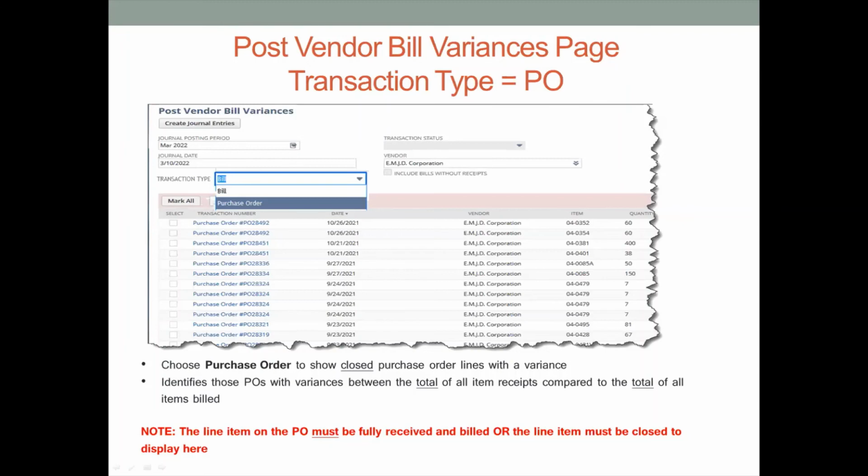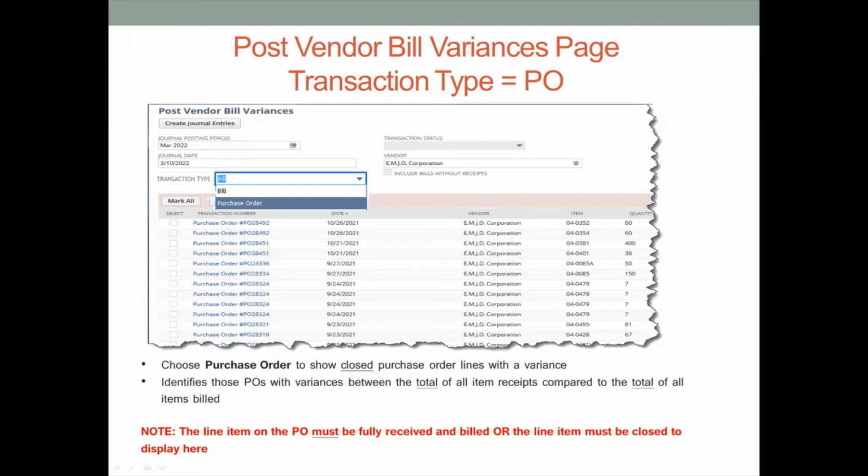Alternatively, if you receive 49 at $1.10 instead of $1, and you billed for 49 at $1, it will never show, even though it should, because there's a discrepancy there, because it's still waiting for the line to close. It's waiting for that 50th piece. So you have to manually go to that purchase order and close that line before it will appear here.